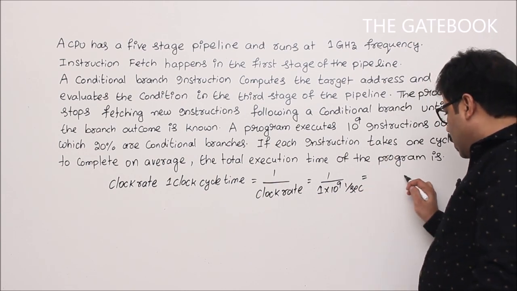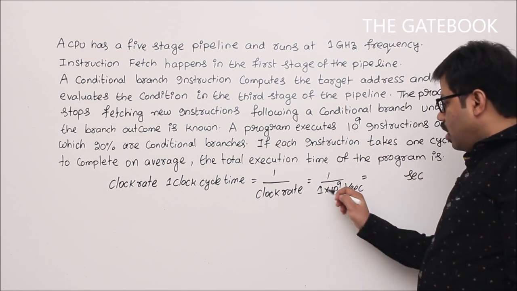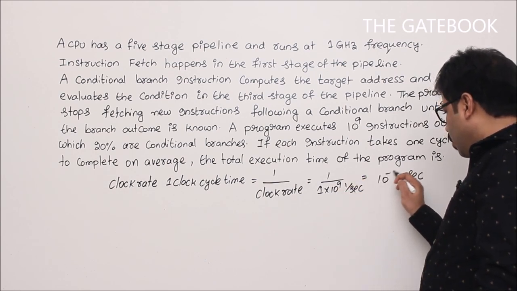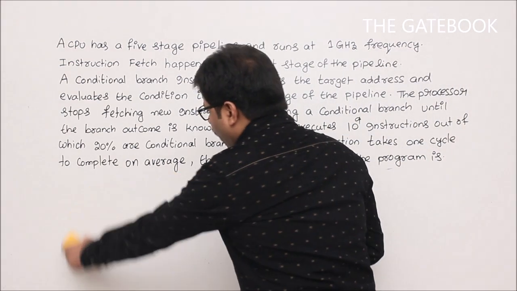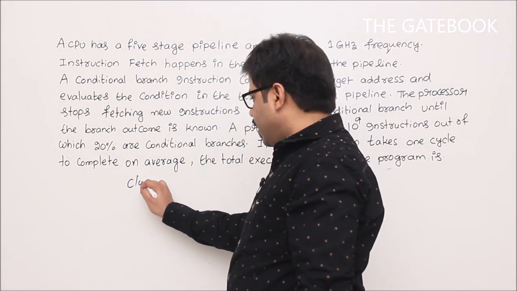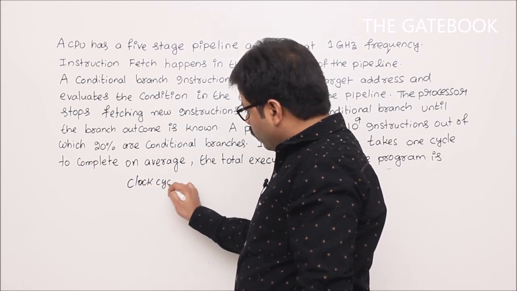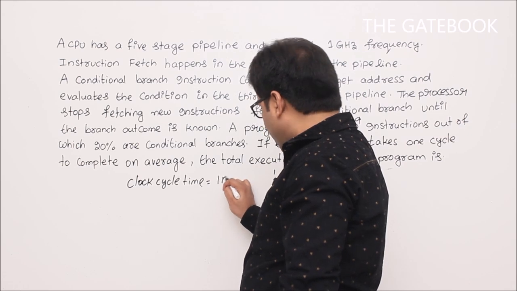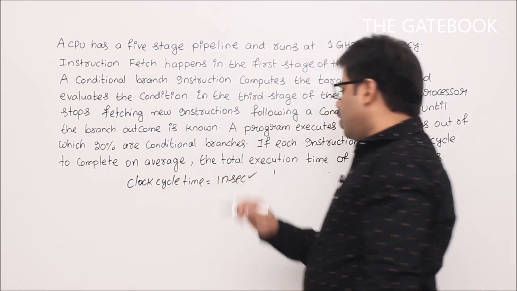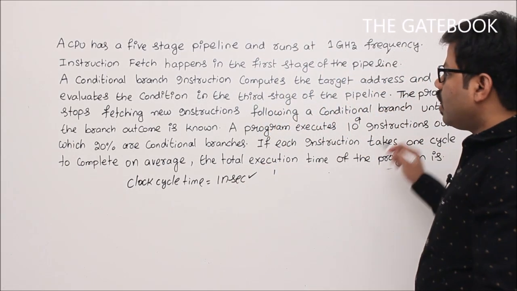So the answer is in seconds. And 1 by 10 power 9 is nothing but 10 power minus 9. So 10 power minus 9 seconds. So finally we got the clock cycle time, which is in nanoseconds, right? 10 power minus 9 means 1 nano, 1 nanosecond. Remember it. Now read the remaining question.